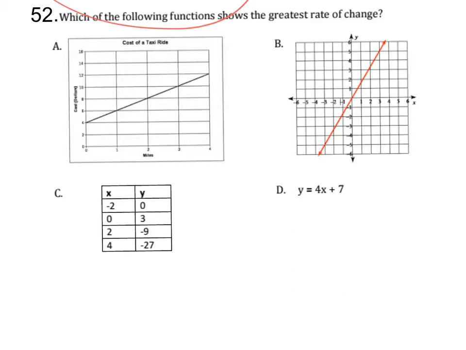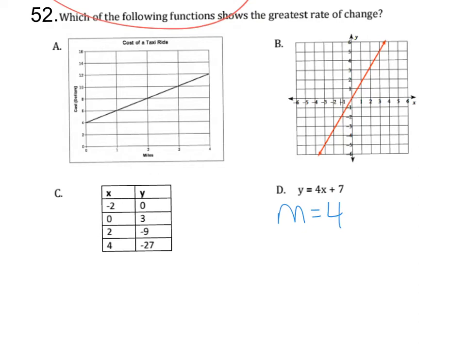52 asks, which of the following functions shows the greatest rate of change? Remember, rate of change is slope. So we want to know which of these has the biggest slope, the highest slope. Let's start down here at the equation. Y equals 4x plus 7. What's the slope of this line? 4, right? M is 4. So we know that one has a slope of 4.